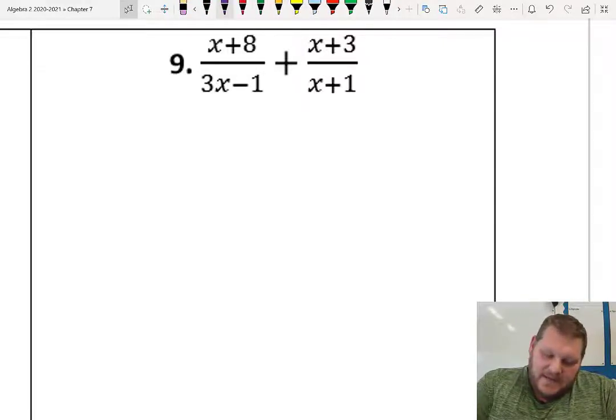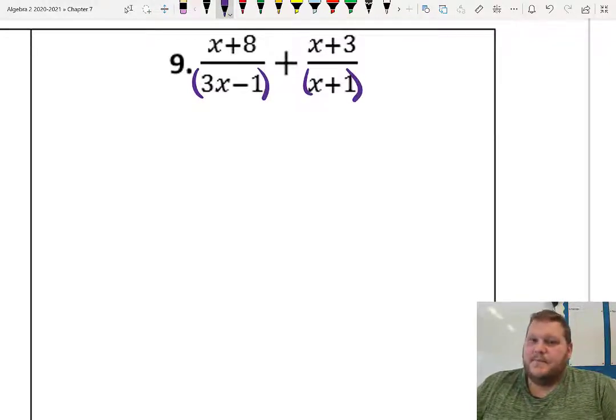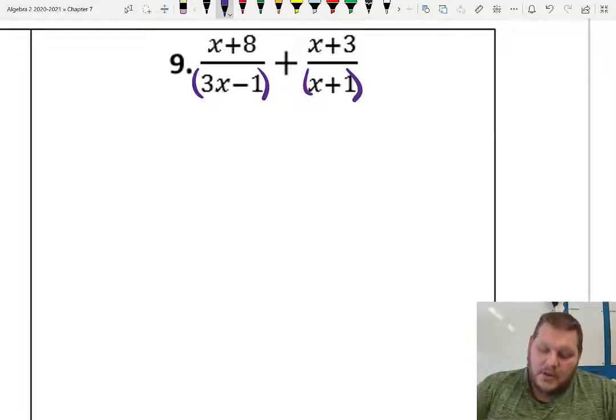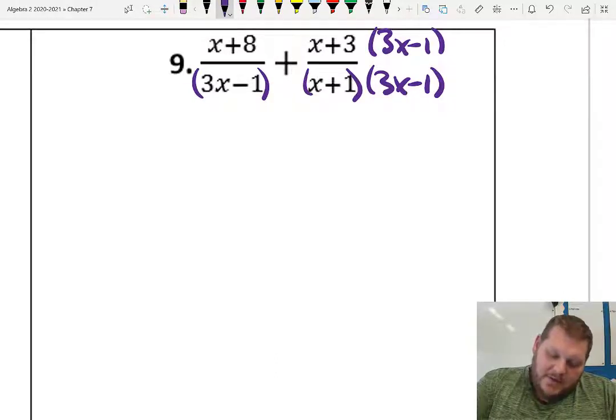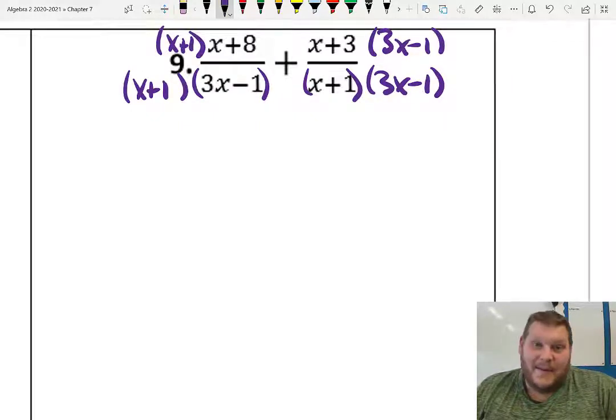The thing that kind of stinks about that then is that I just have those two unique parentheses. So what I have to do is basically multiply my other fraction by the other denominator. I have x plus 1 in my right fraction. It's missing the 3x minus 1. So I'm going to have to multiply by that on top and bottom. 3x minus 1. My first fraction has the 3x minus 1, but it's missing the x plus 1. So I'm going to multiply by that on my first fraction.